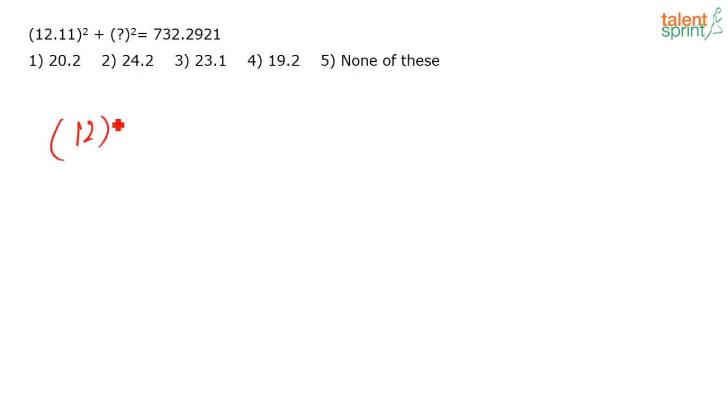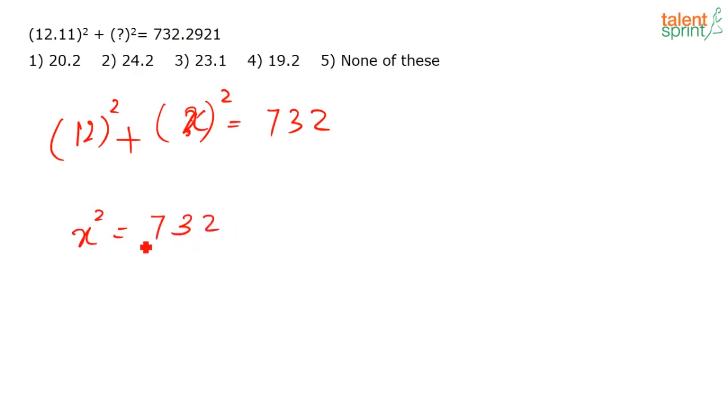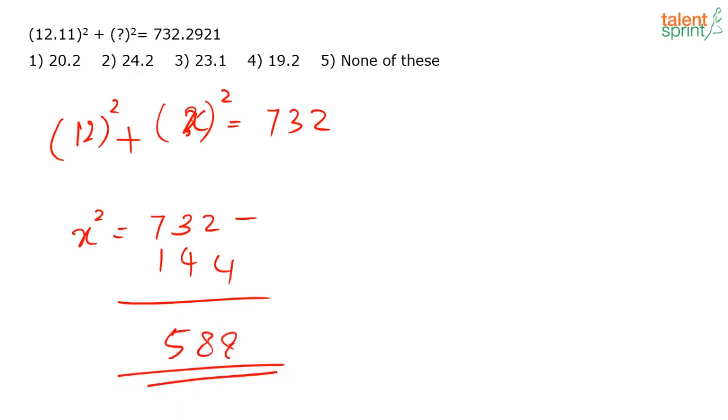Let's approximate it as 12. So let's write it as 12 squared plus x squared, is equal to 732. So x squared is equal to 732 minus 144. Correct. So 732 minus 144 is going to be 588. Am I correct? 588.